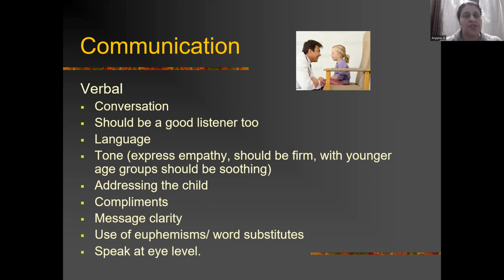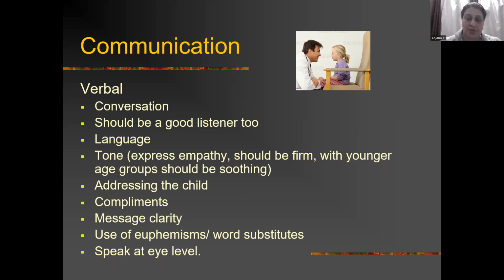You should use a language that the child understands so that you can have a good communication with the child. Your tone should be age appropriate, where the child would listen to you with interest. Express empathy, be firm, and with younger age groups be soothing. Addressing the child, you should always use a nickname or the name of the child so that the child feels that you know the person, you know her or him.